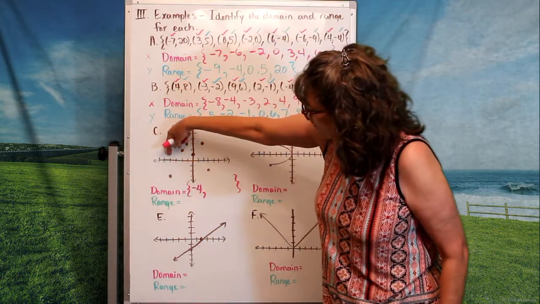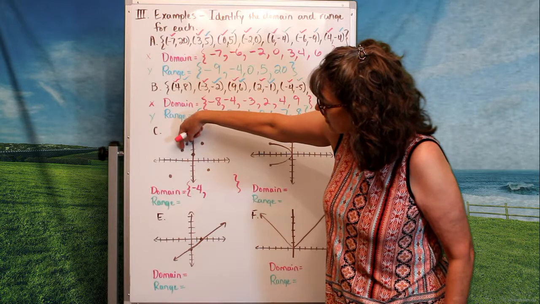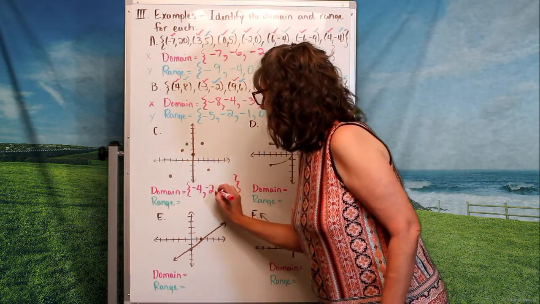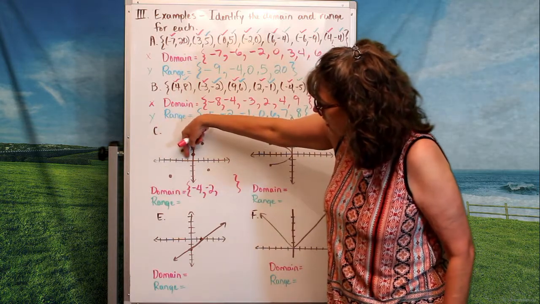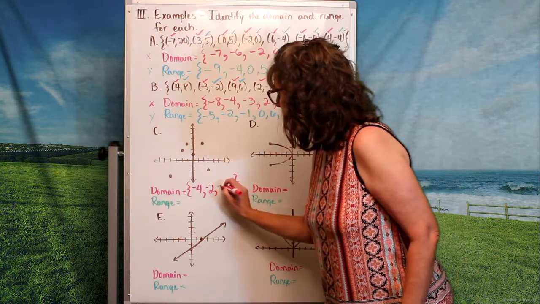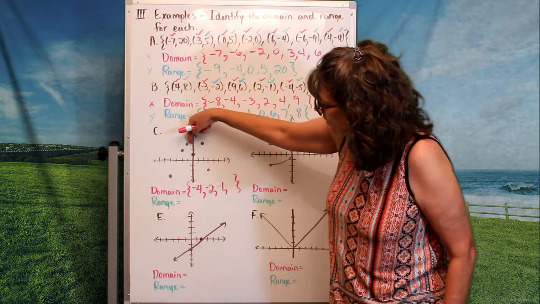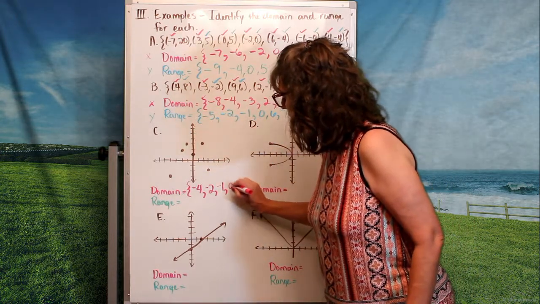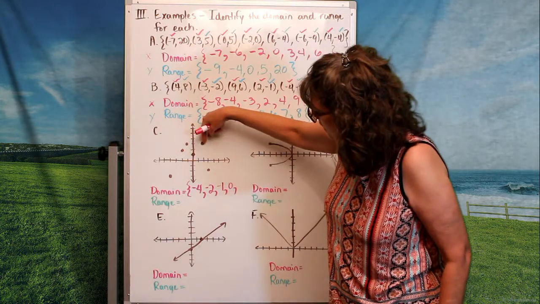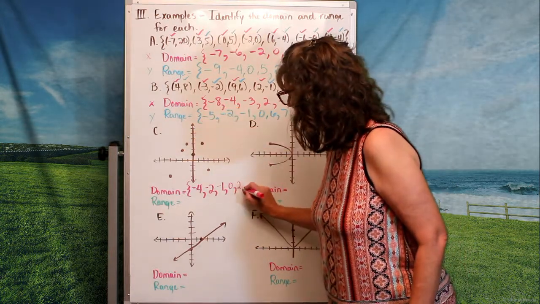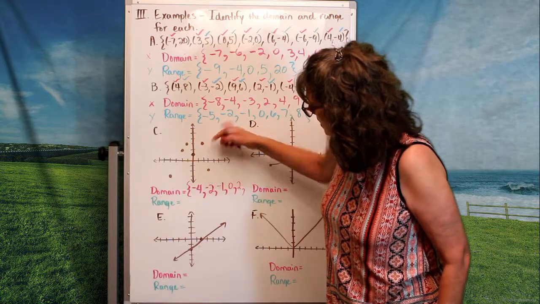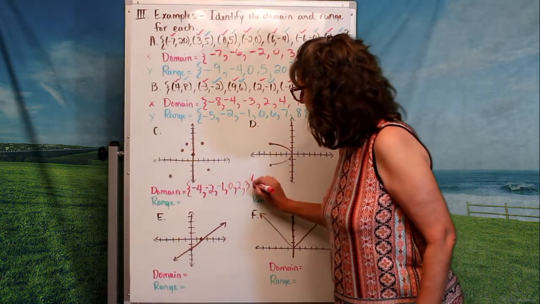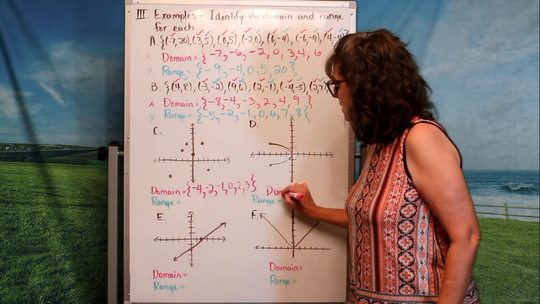And as I work my way this way, the next x value that I see is right here. That x value is a -2. And then as I work my way this way, the next x value that I see is a -1. And continuing on, the next x value right here is a 0. Continuing on, the next x value that I see is a 2. And then continuing on, the next x value that I see is a 3. So there is my domain for that particular graph.